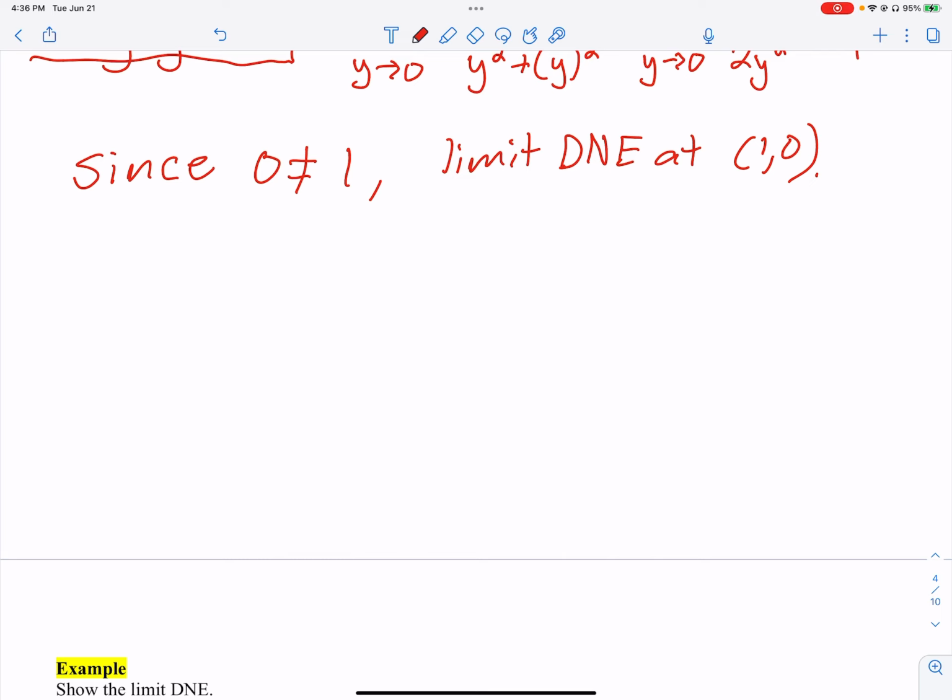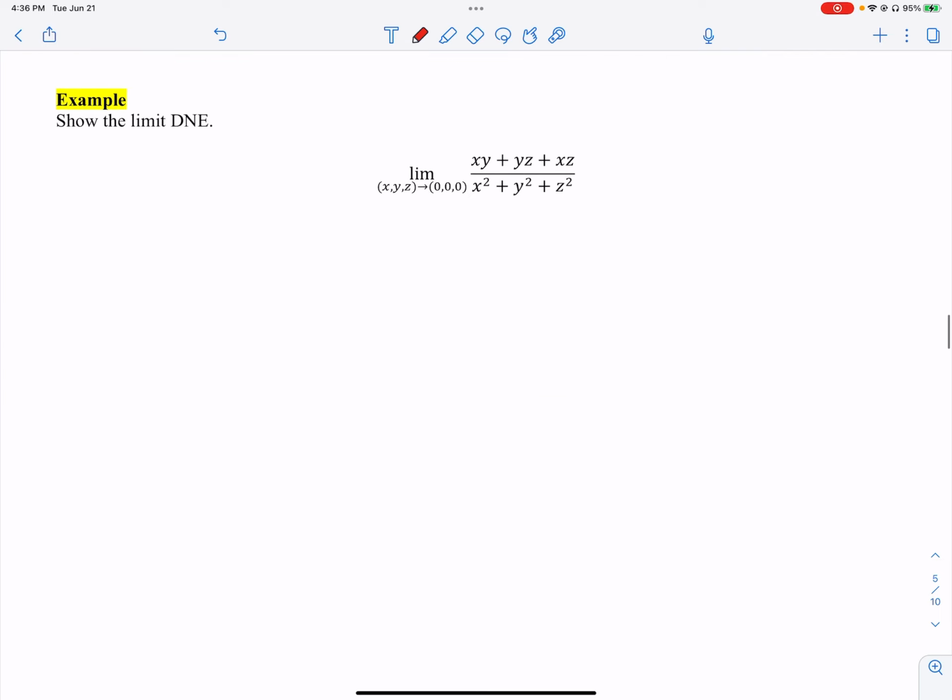So I have two more examples. Let's show that this limit doesn't exist. Notice the change here. The change was that we went from (x, y) to (0, 0) to (x, y, z) going to the ordered triple (0, 0, 0). Right, for three variables, the way to think about it is a parametric equation. So let's write that down for a note.